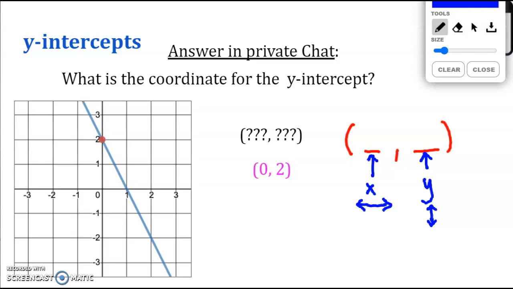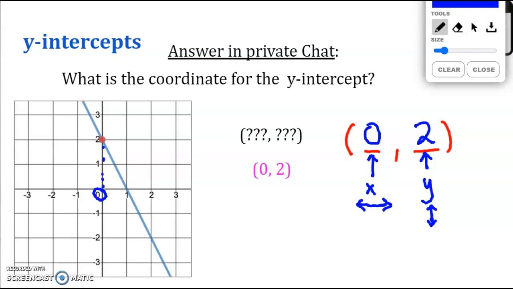So if I go to the x-axis, where is this point here? It is on 0. On the x-axis, this is on 0. That's why it is 0 for the x value. And for the y value, we look at the y-axis. Where is this graph? It's on positive 2. So that's why it's (0, 2).